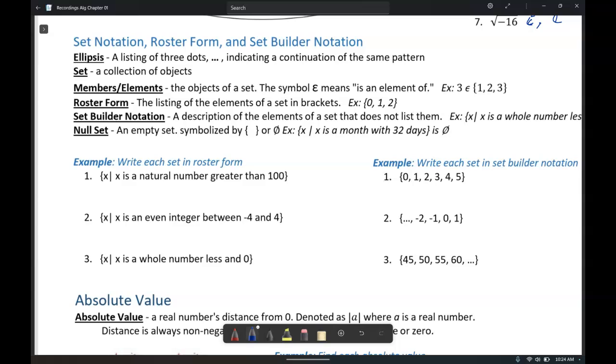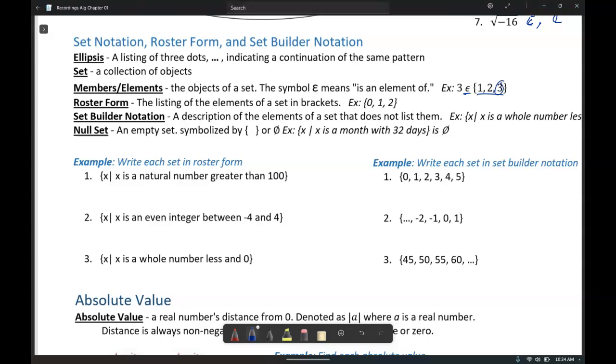It is a collection of objects. Now, within a set, we have members or elements. Those are the objects within a set. We have this E kind of looking symbol that means that this is an element of that set. So for example, we have 3 and this symbol is in the set that's listed here. And that just indicates that 3 is a member of this set.